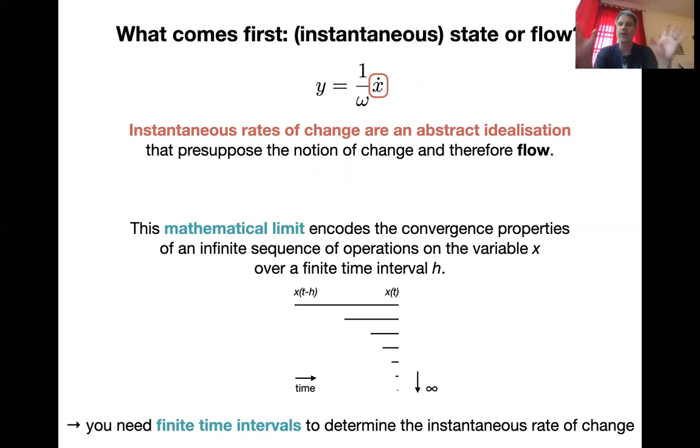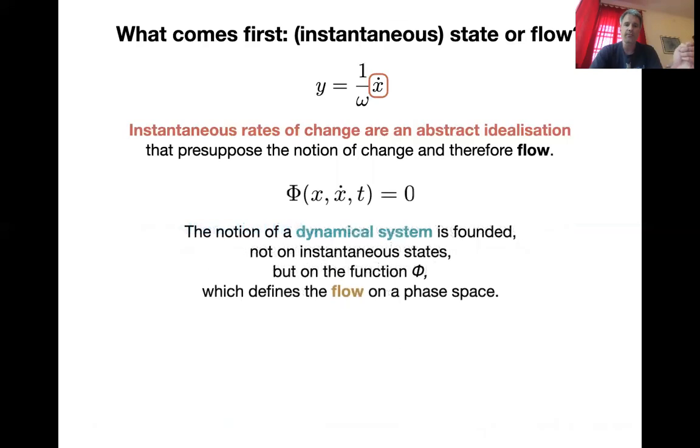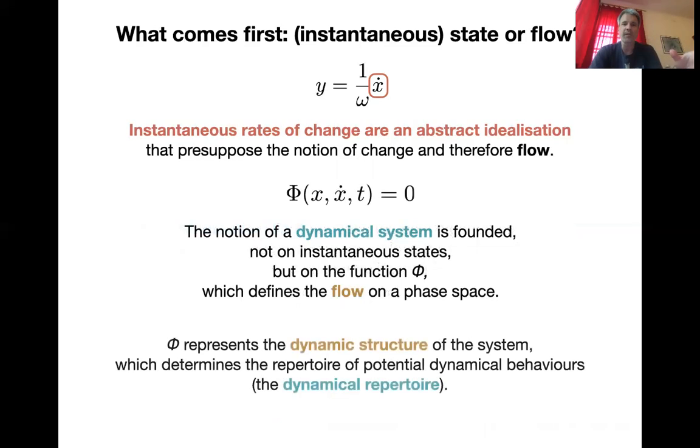Flow is fundamental. Flow is all there is. The whole universe is flow. Isn't that beautiful? Go with the flow. Everything changes all the time. And things and objects are just sort of stable islands within that flow. So the notion of a dynamical system is founded not on instantaneous states, but on the function phi, which defines the flow of a state space. You don't need to understand the formalism here, but you just need to take this home. The dynamical system is its flow.